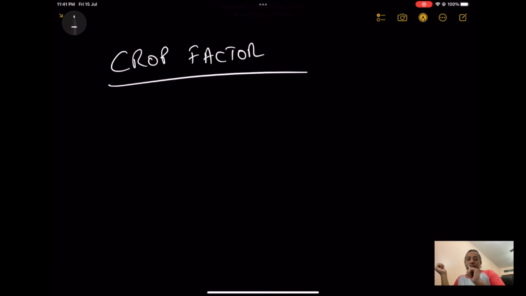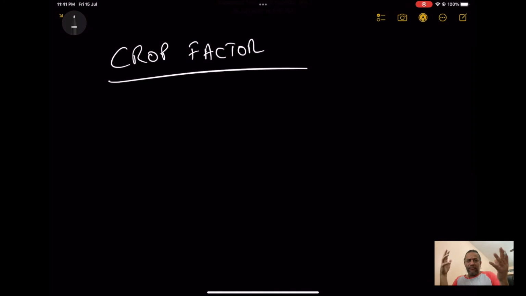Before I answer this question, you need to understand a term called crop factor. Crop factor. Yep, you have to understand this thing. By understanding the crop factor, you will be able to understand the technical depth of the scenario of the question, and then it will be much easier for you to understand what I'm trying to say. So let's jump into crop factor.